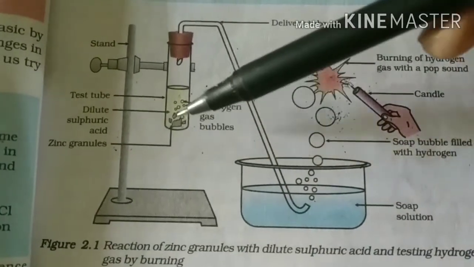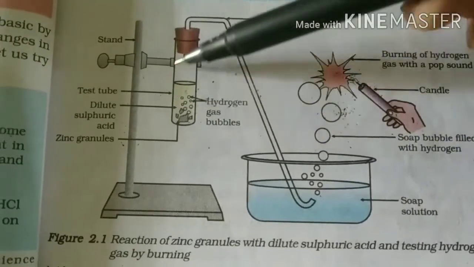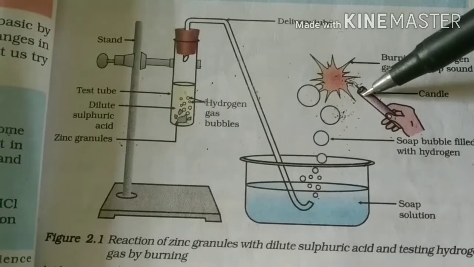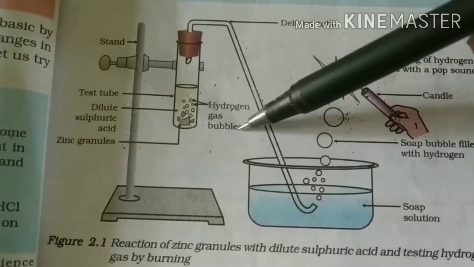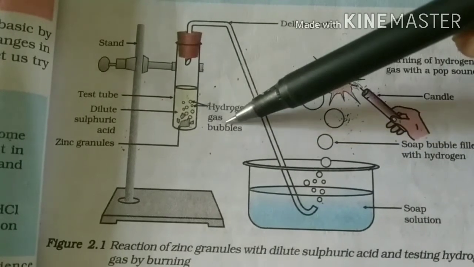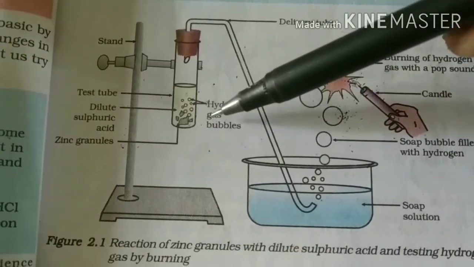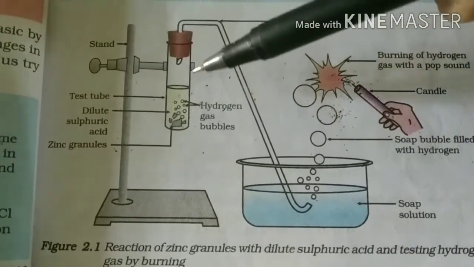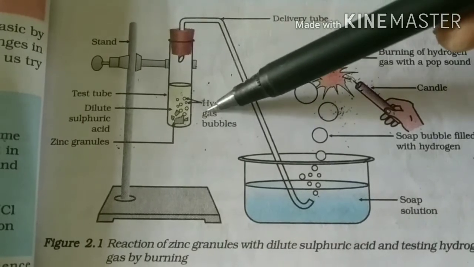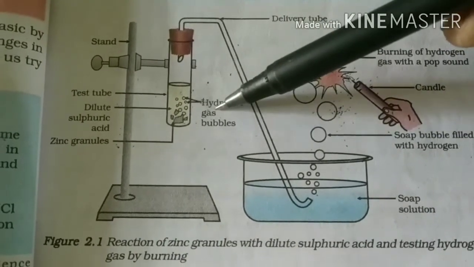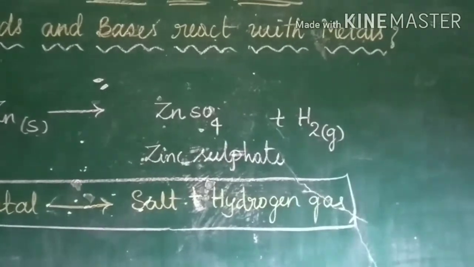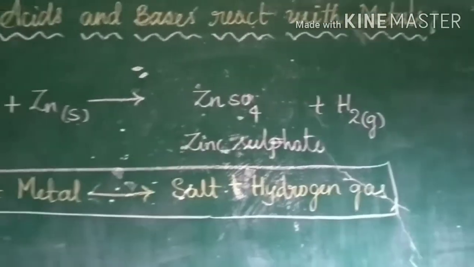Listen here. When a metal reacts with an acid, it produces hydrogen gas. With the liberation of hydrogen gas, another product is formed. That product is the respective salt formed in this reaction. We write the chemical equation of this reaction as follows. Acid reacts with zinc. It produces zinc sulfate with liberation of hydrogen gas.